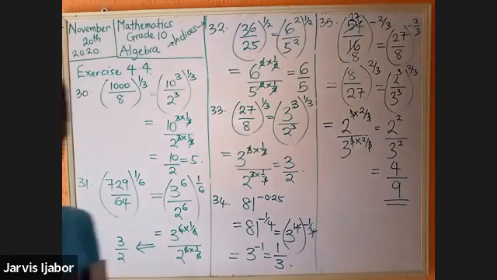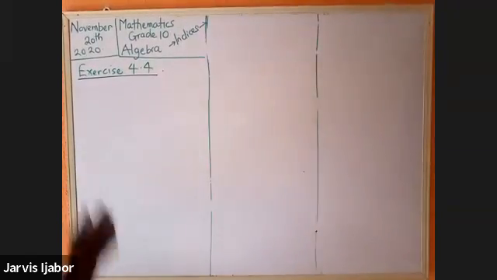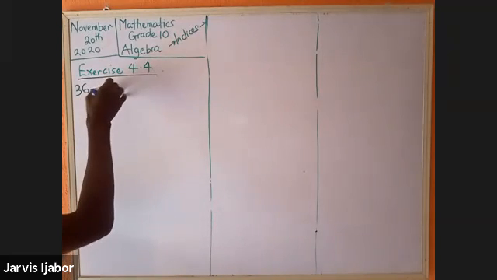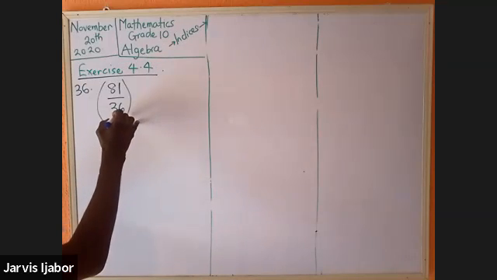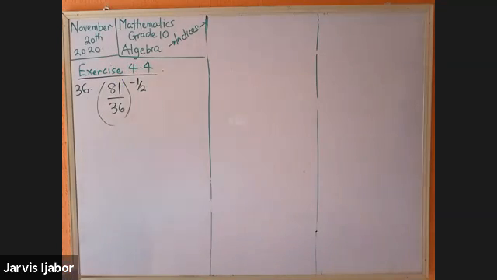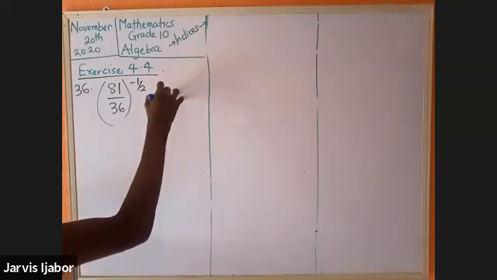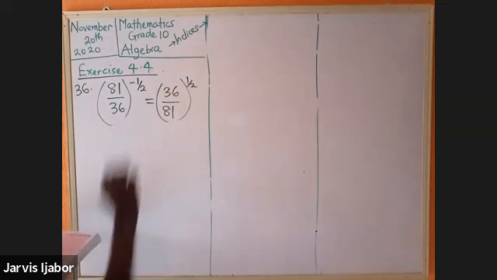Let's give ourselves a minute or two to catch our breath. In question 36, you have 81 over 36, raised to the power of -1/2. Now in this question, you need to take care of the negative. The negative will cause a tumbling effect here, a turning effect. And this will give me what? 36 over 81, all raised to the power of half.